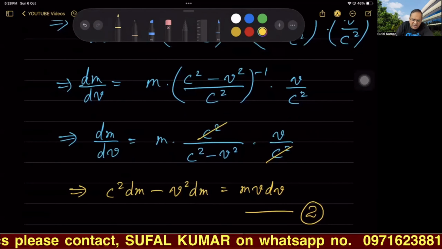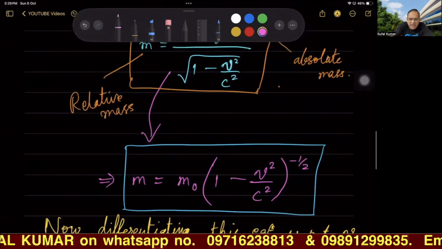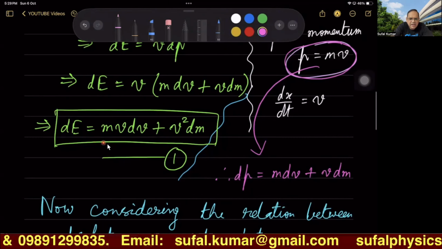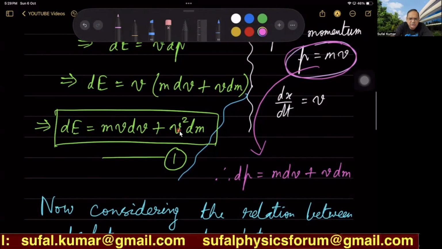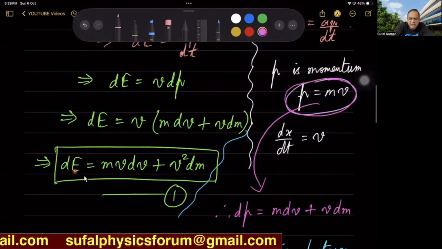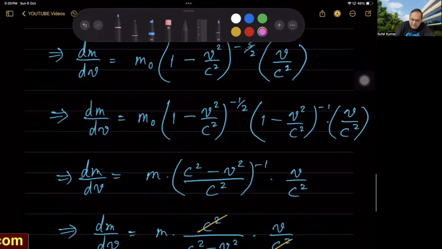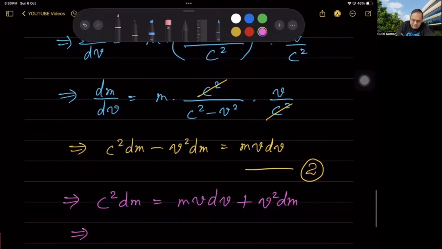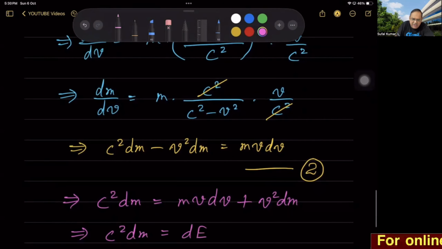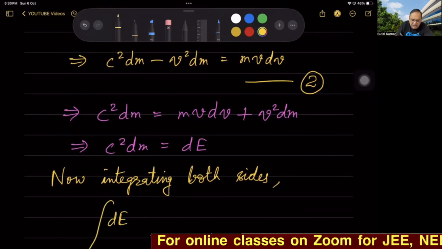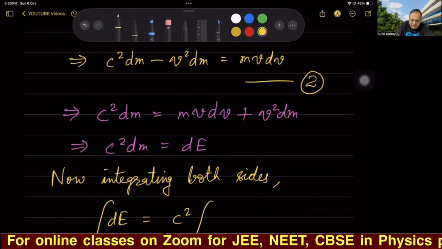It implies that already we had equation number 1: dE is equal to mv dv plus v square dm. Again, take note of this. dE is equal to mv dv plus v square dm, equation number 1. We have obtained this on the right hand side. So c square dm could be written as dE. Now integrating both sides, dE is c square dm.